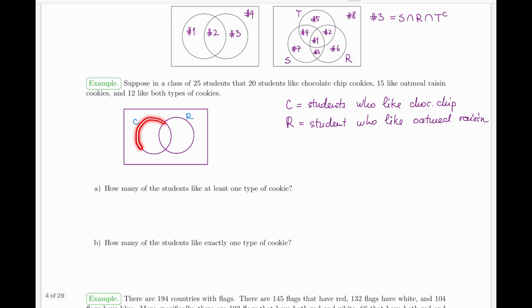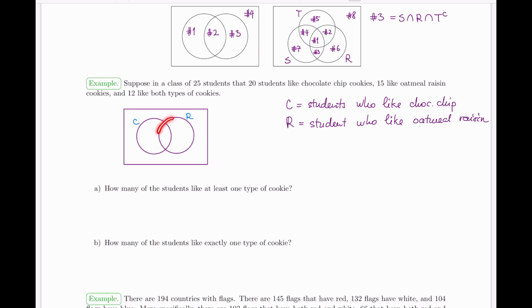So 20 is somehow distributed across this entire set. Some students fall outside of the smaller boundary and some fall within it. So I can't put 20 in the middle because I don't know exactly how many there are here and how many there are here. Same for 15.